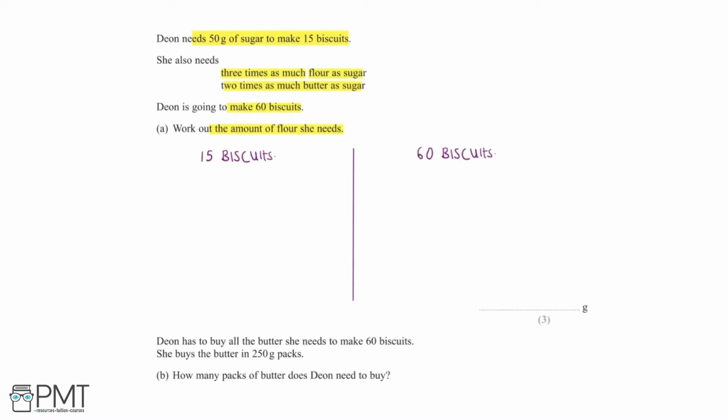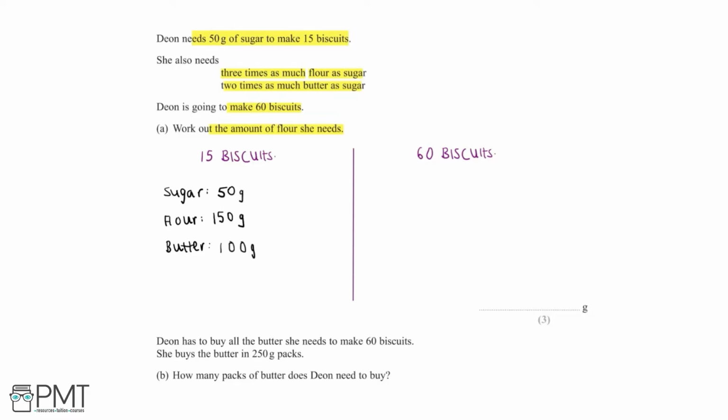We can start by working out the amount of sugar, flour, and butter that Dion needs to make 15 biscuits. We're told that she needs 50 grams of sugar. If she needs 3 times as much flour as sugar, the amount of flour she needs is 50 multiplied by 3, which is equal to 150 grams. We're told that she needs 2 times as much butter as sugar, and so the amount of butter she needs is 50 multiplied by 2, which is equal to 100 grams.